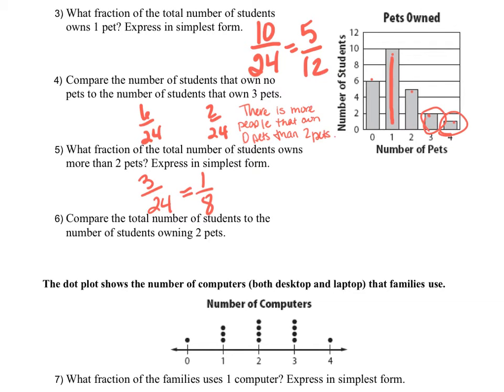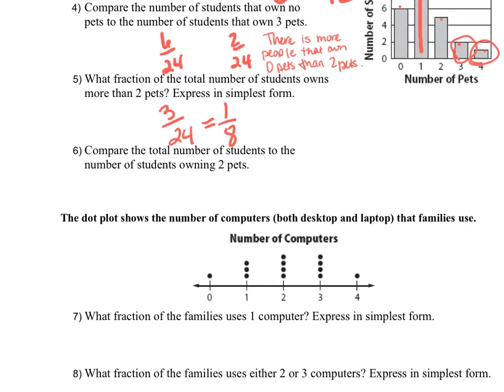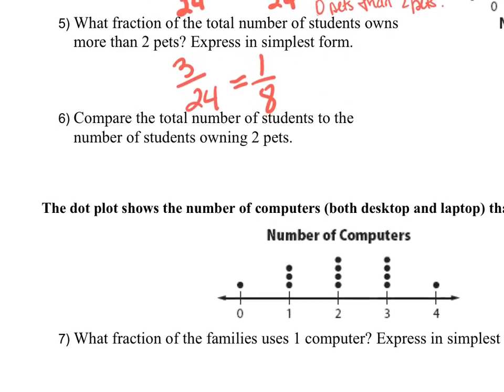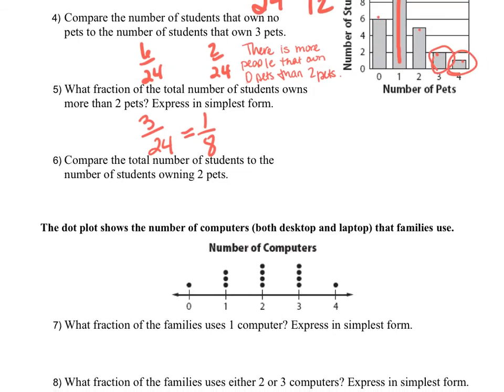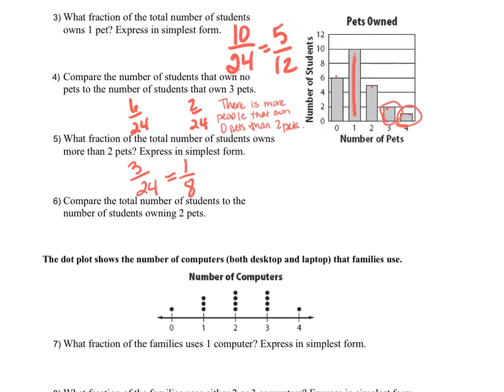Okay. And then number 6, compare the total number of students to the number of students owning 2 pets. Okay, so comparing total number of students, which is 24, to the number of students owning 2 pets. So 24 to 5, we can compare it that way. Everybody see kind of where we're getting that?